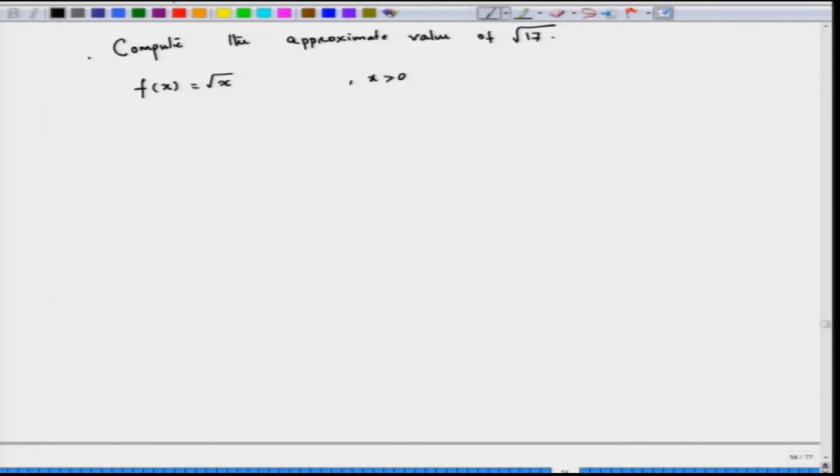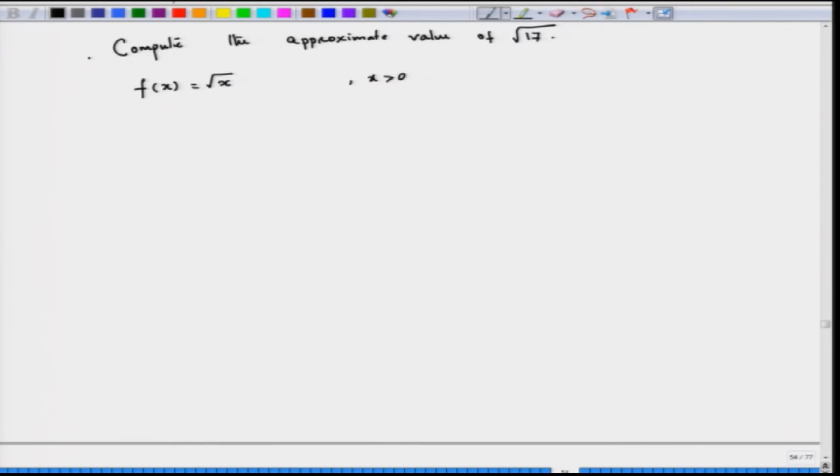So, many a times we find a lot of difficulties in finding the exact roots of certain equations. Today, we are going to discuss how to get the approximate value for the roots of some equation. Before getting into that, let us start with a very simple problem: compute the approximate value of square root of 17. We will use differential calculus to address this problem.